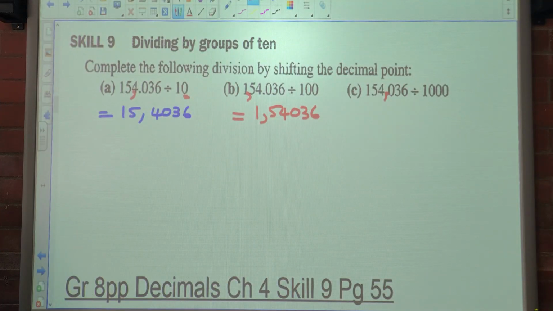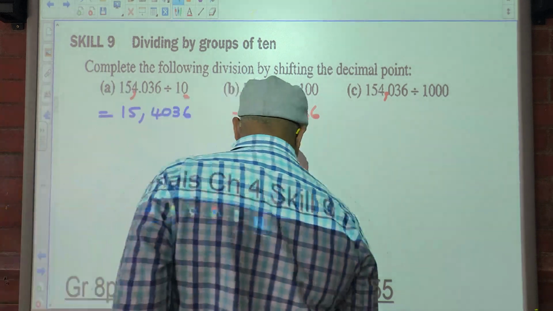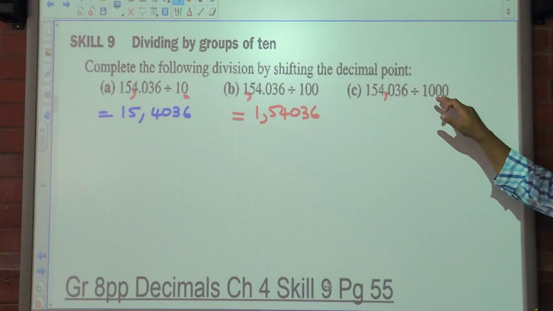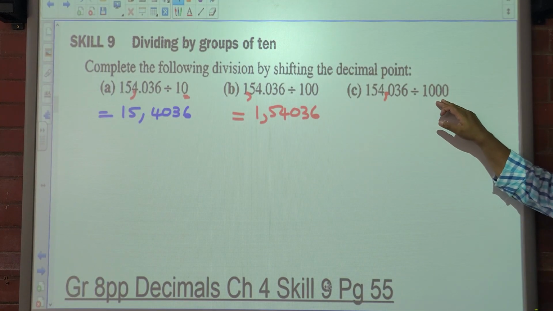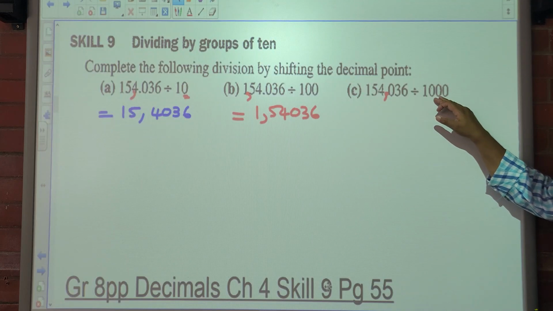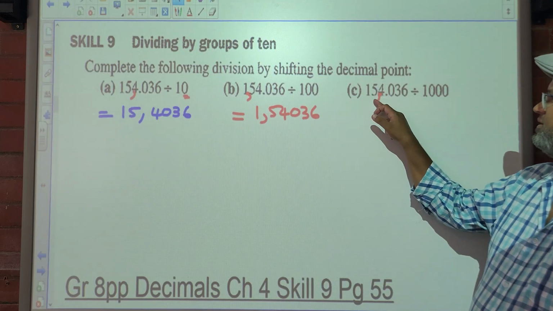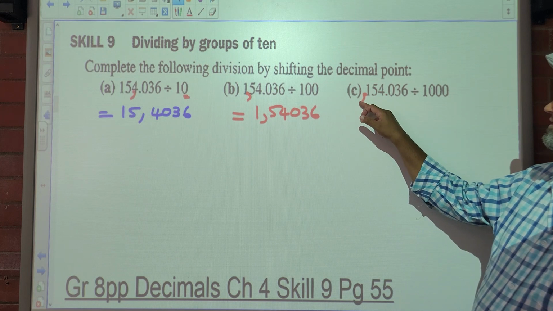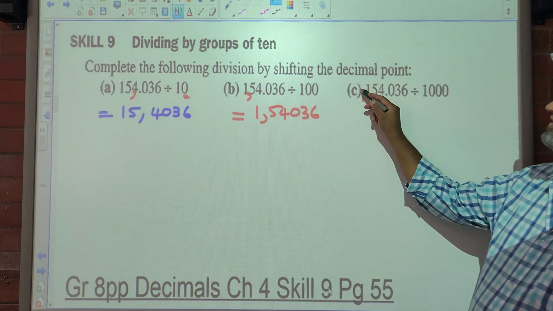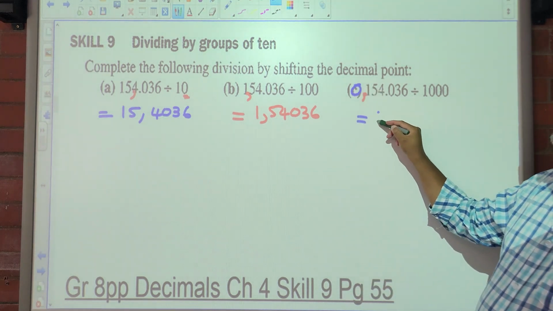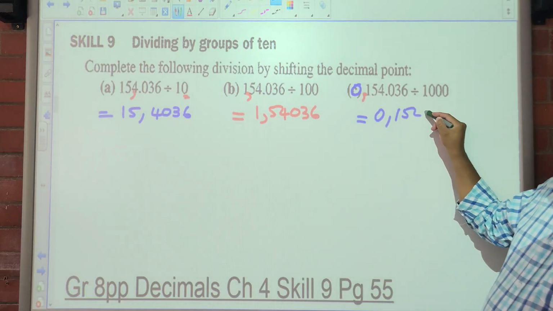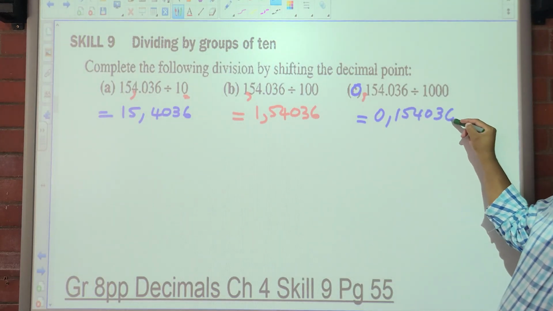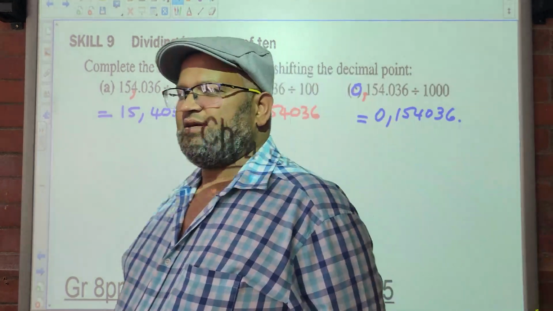Okay. Look at the next one. How many units must this comma move? 3. Because it's 1,000 you're dividing it by. So it's going to be 1, 2, 3. Can you see that? So what am I putting in front of this? 0. So I say 0,154,036. Fairly simple, no?